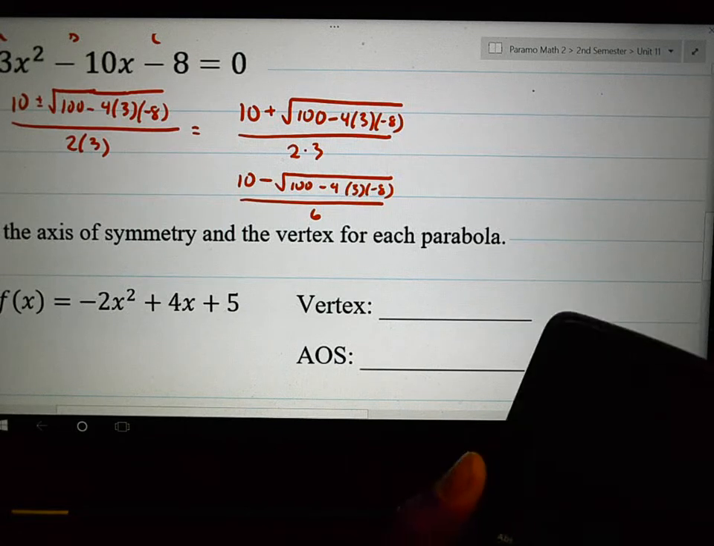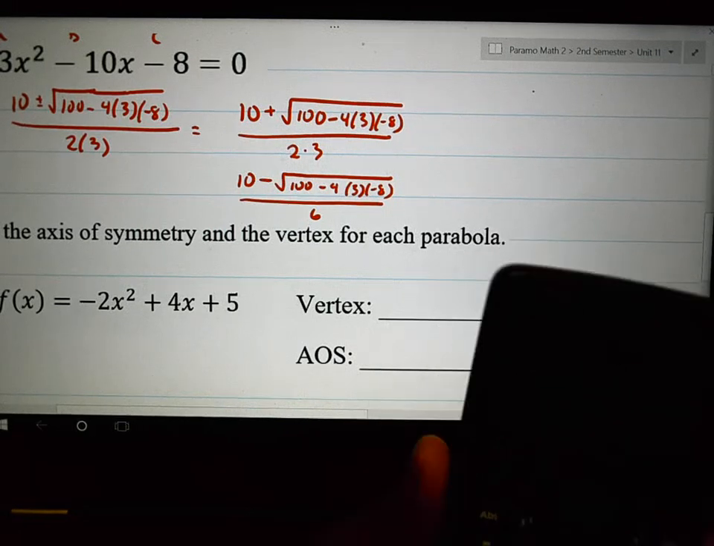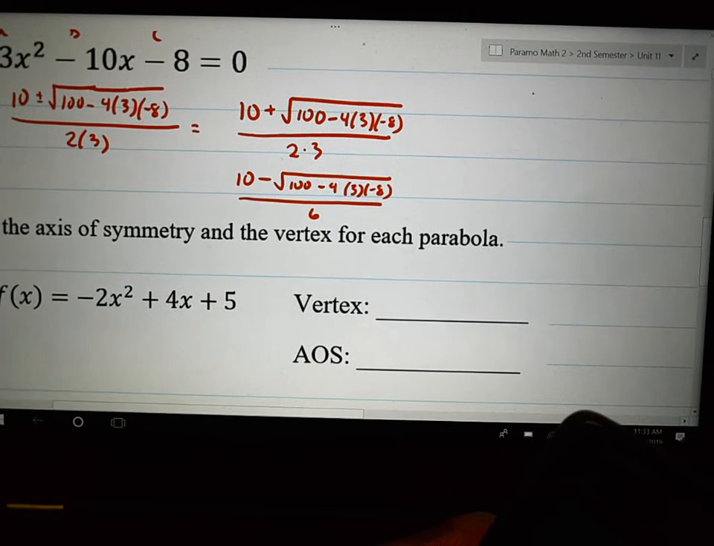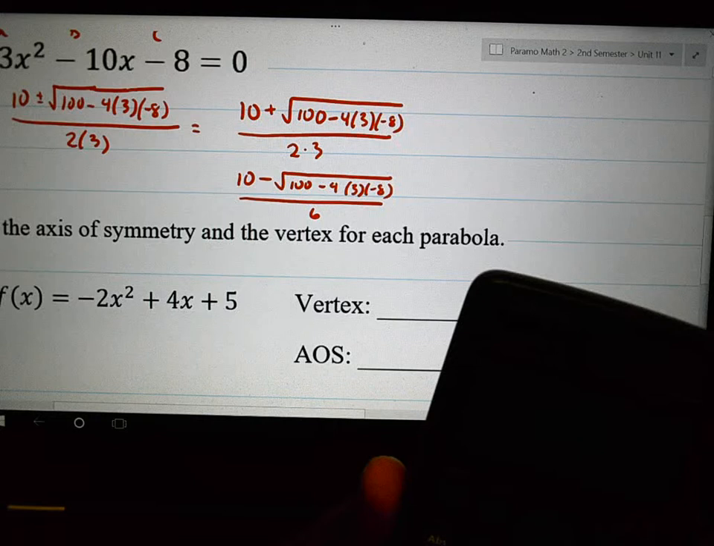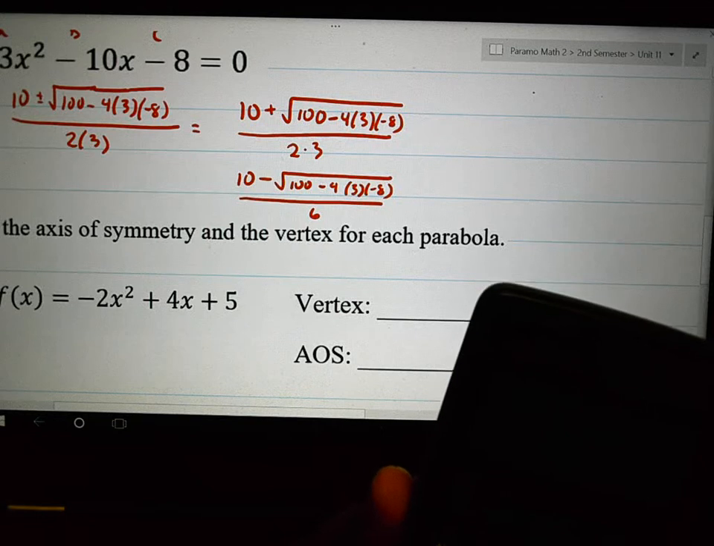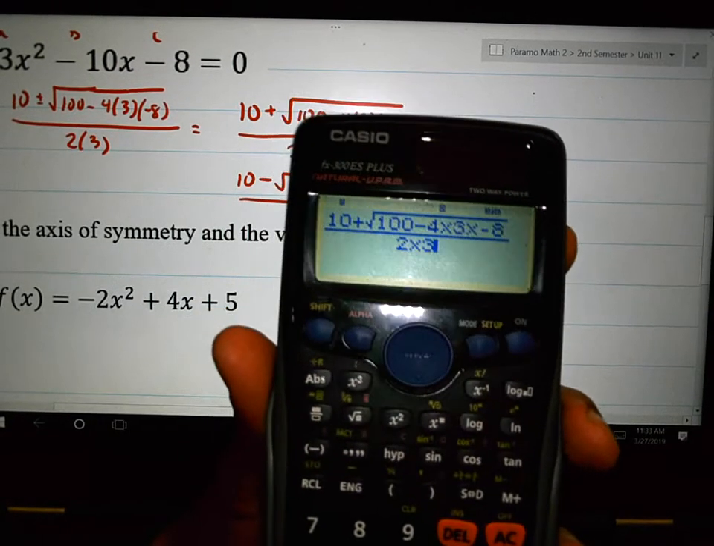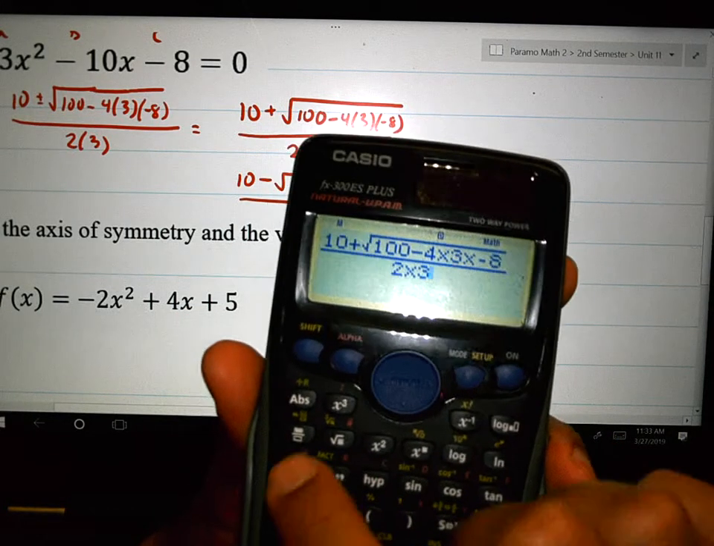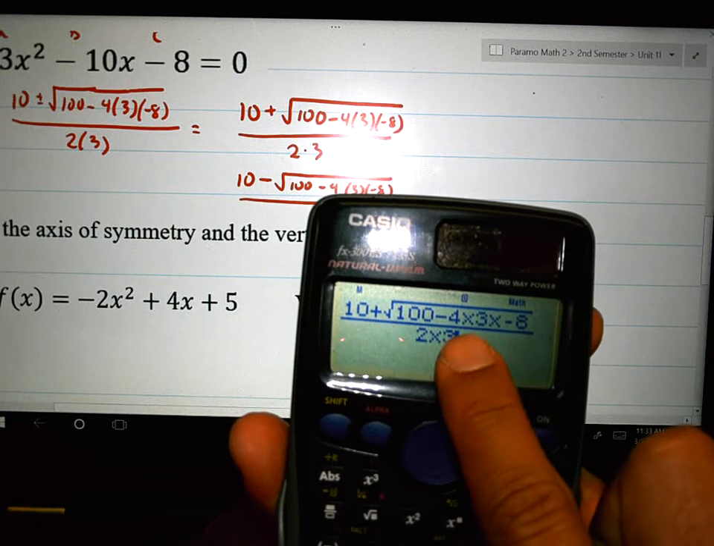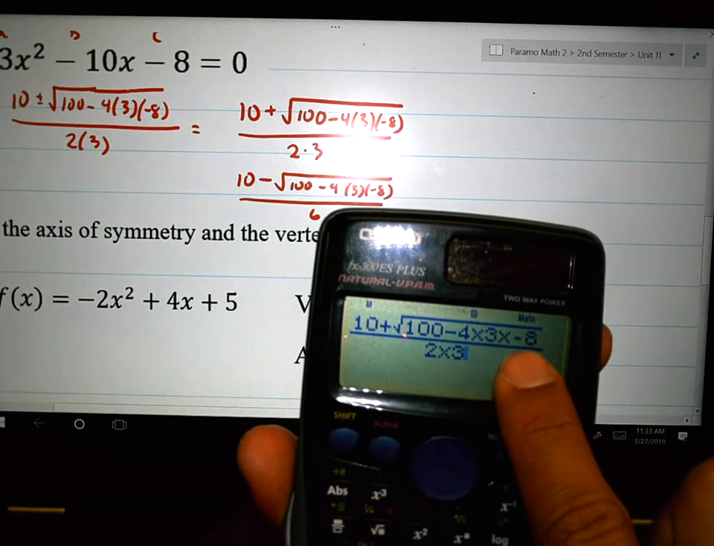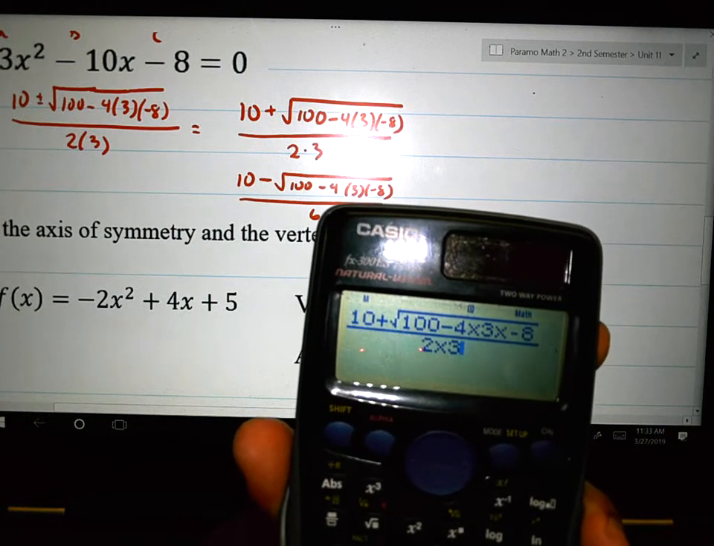I use the fraction button. Since I teach with the Casios, I am going to show you what my Casio looks like. I'm just going to type this in first before I show you. Plus the square root of 100 minus 4 times 3 times negative 8 over 2 times 3. Just to show you with the Casios, I press the fraction button and I type in 10 plus 100 minus 4, and I put times 3 times, and then I use the negative button for negative 8 over 2 times 3.